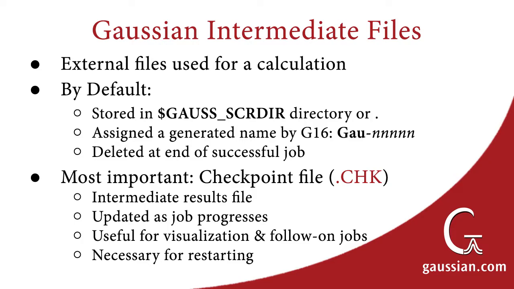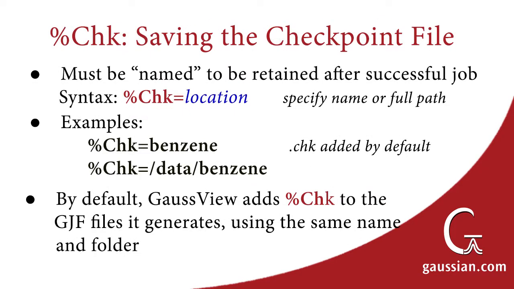We recommend always saving and retaining the checkpoint files from your calculations. This is accomplished by assigning the file a name via the %check Link0 command. The value given to this directive minimally includes the file name for the file. The most common practice is to use the same base name as the input file with the extension .chk. GaussView adds such a directive by default to the input files that it generates.